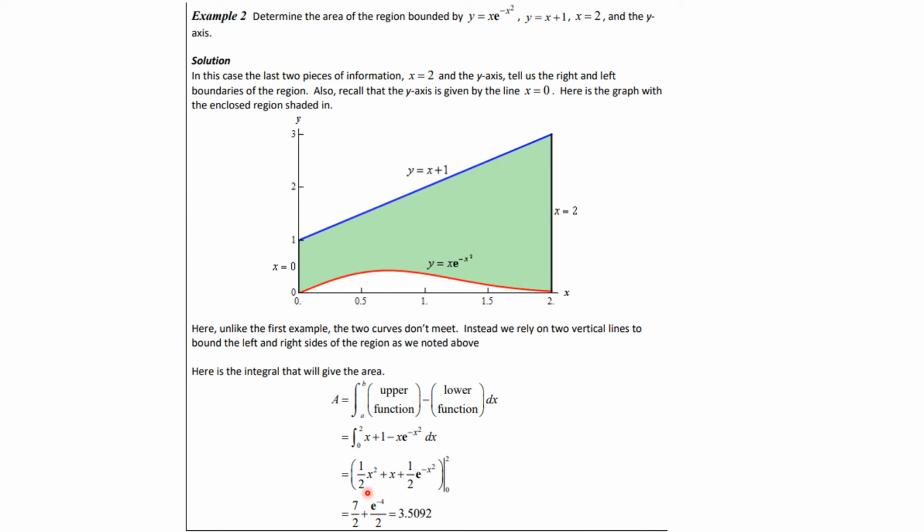But what we're going to get is add 1 to the exponent, divided by the new exponent. This is x to the 0, add 1 to the exponent, divide by the new exponent. And here you do a u substitution, and there's a negative involved, and so we get that. We evaluate this at 2 and 0, and we get an answer to this problem. And so the exact answer, which is what I will be asking for on tests and quizzes, is 7/2 plus e to the minus 4 over 2. Now that's approximately equal to this, but the exact answer is this, and that's what I'm going to be looking for on your assessments.